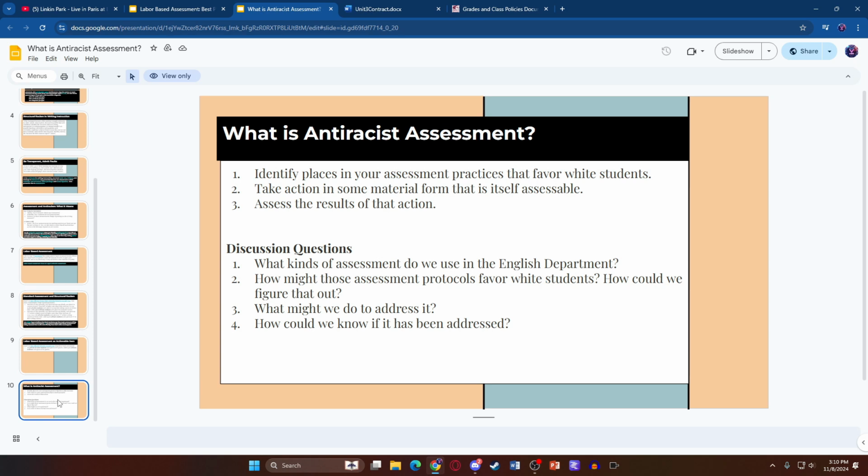So in terms of anti-racist assessment, there are three things: identify places in your assessment practices that favor white students, take action in some material form that is accessible, and assess the results of that action. Those are the things we want to do if we're going to talk about labor-based assessment. It's maybe addressing some of the DFW data we have here.